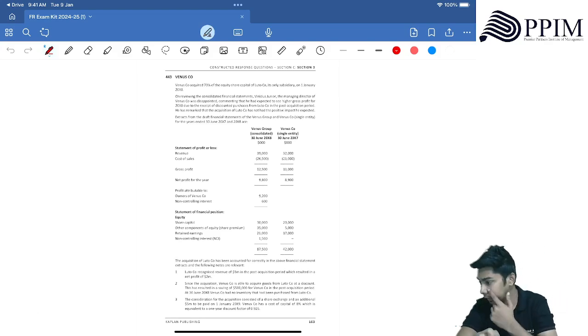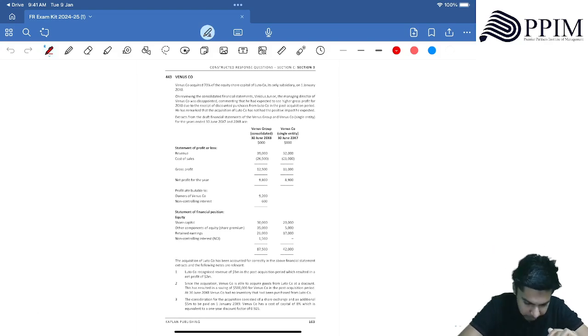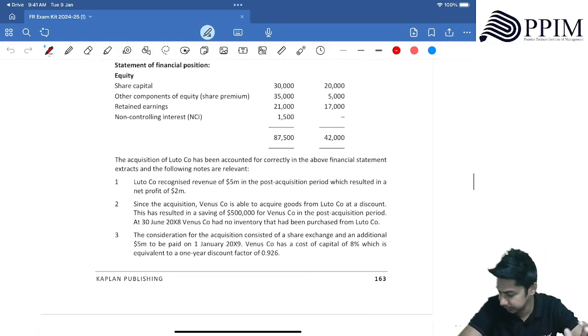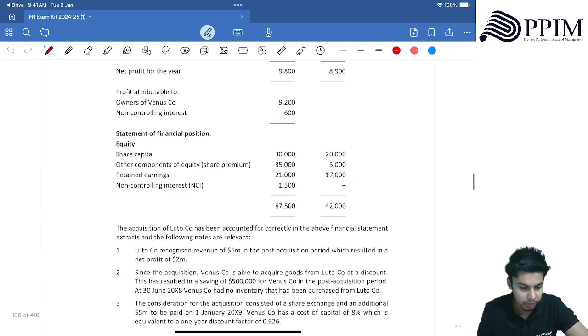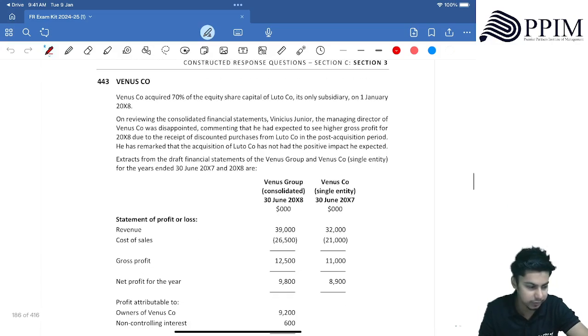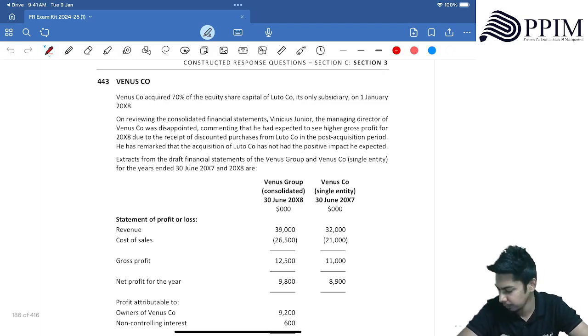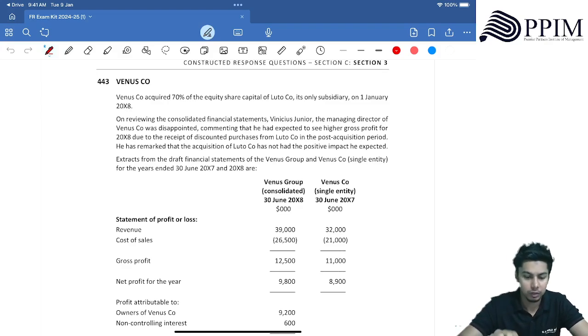Question number 443 from page number 163. Right. Question number 443 from page number 163. All good guys, shall we start then?